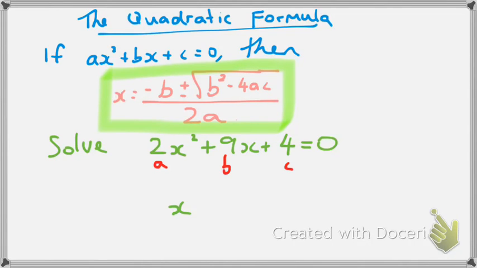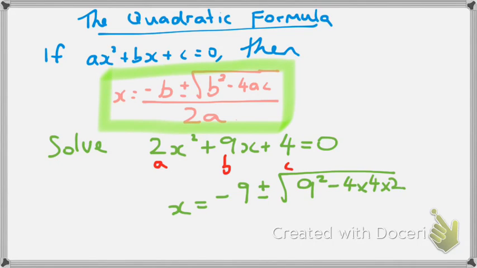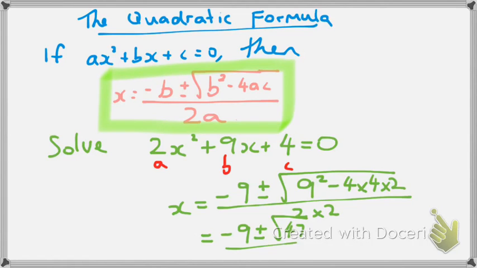So we get x equals minus 9 plus or minus square root 9 squared minus 4 times 4 times 2, all over 2 times 2. Right? Negative b plus or minus b squared minus 4ac all over 2a. And that, when you work it out, is going to be negative 9 plus or minus, so that's 81 minus 32, so that's 49, all over 4. And the square root of 49 is 7.